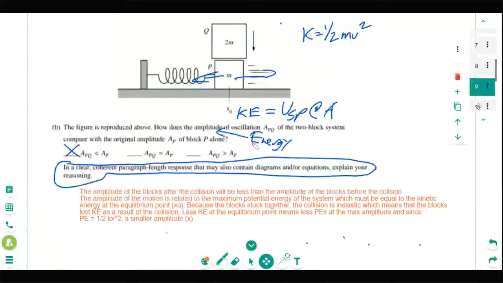Okay, but let's go through the math side of this too. If you're not a word sort of person, but you want to do your paragraph length response with some mathematical backup to it, we could do that same thing too. We can say that the kinetic energy must be equal to the potential energy in the spring. So 1/2 mv squared equals 1/2 kx squared.